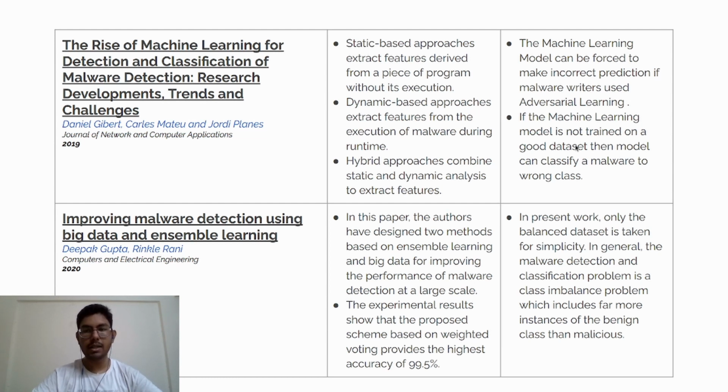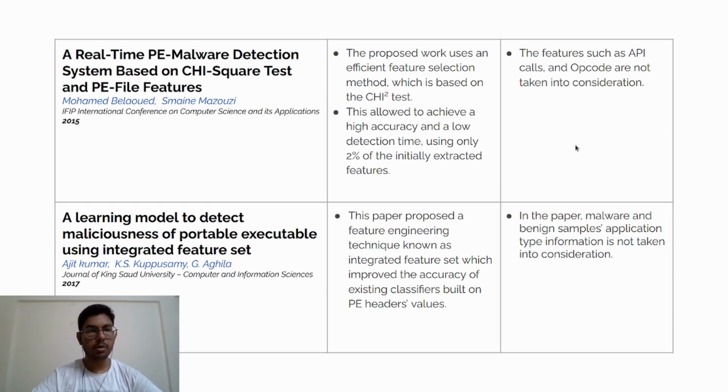And then the next paper that we referred to was a real-time PE malware detection system based on chi-square test and PE file features, authored by Mohammad Baloud and published in 2015. The proposed work uses an efficient feature selection method which is based on the chi-square test, and this allowed to achieve a higher accuracy and a low detection time using only 2% of the initially extracted features. However, the disadvantages were the features such as API calls and opcode are not taken into consideration.